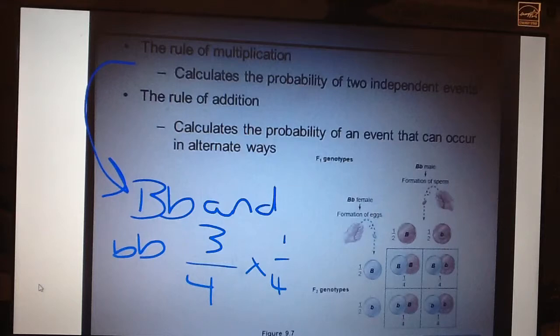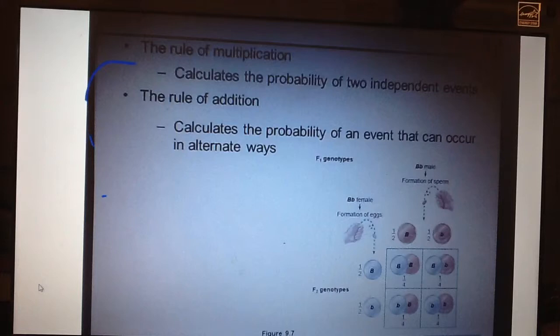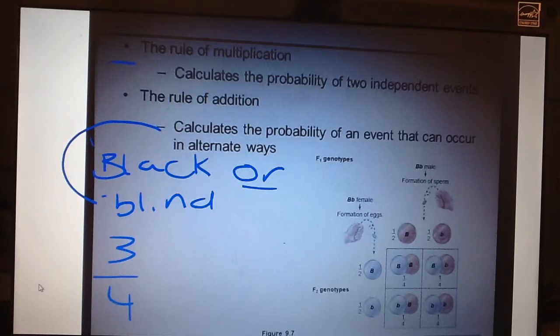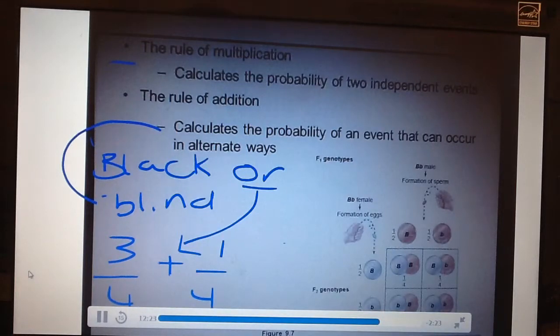However, what if we want to know the odds that this could happen or this could happen? In this case, we want to know the odds that you would inherit black fur or be blind. The odds of inheriting black fur in our case is 3 out of 4. Or, so we're going to add. The "or" makes the add. Or you're blind, which is a 1/4 chance. And so that's how we can use the rules of meiosis and probability of the Punnett squares to calculate multiplication or addition.